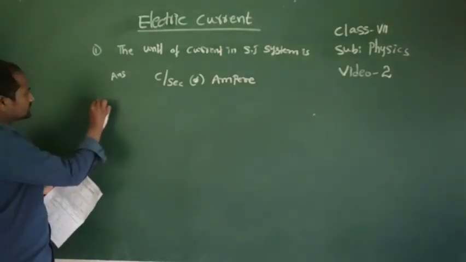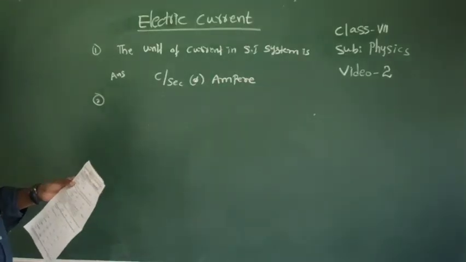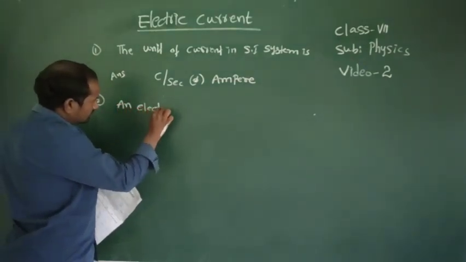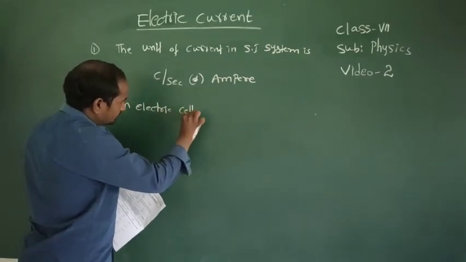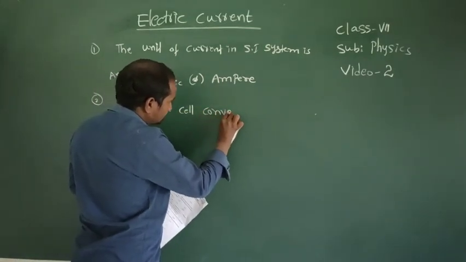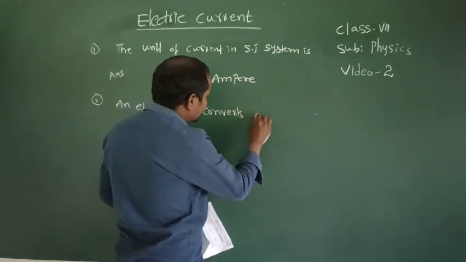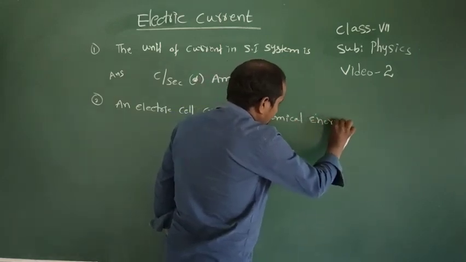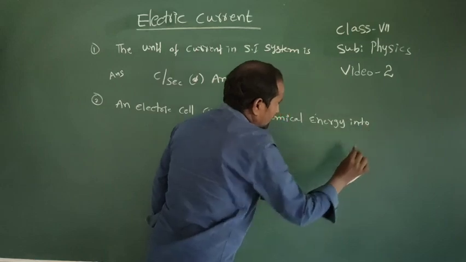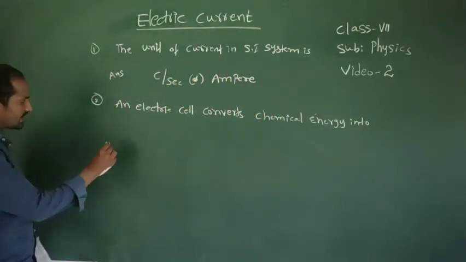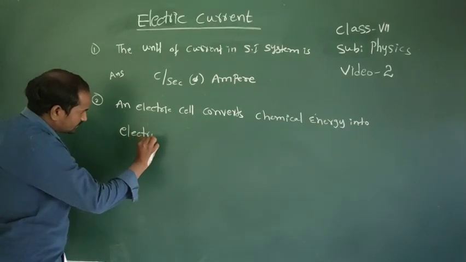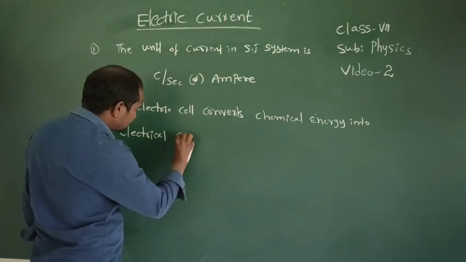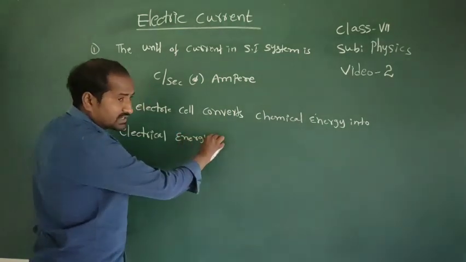Next one, second one, an electric cell converts chemical energy into electrical energy. Chemical energy into electrical energy.